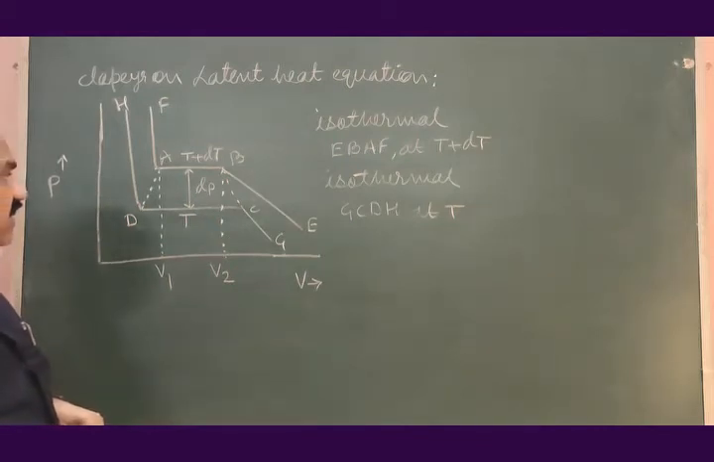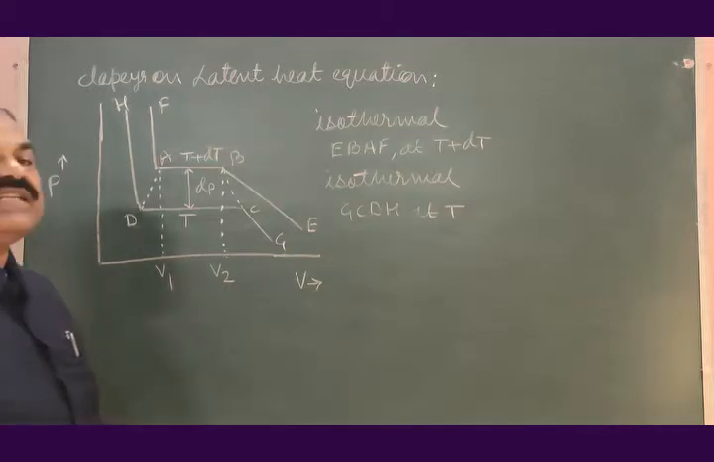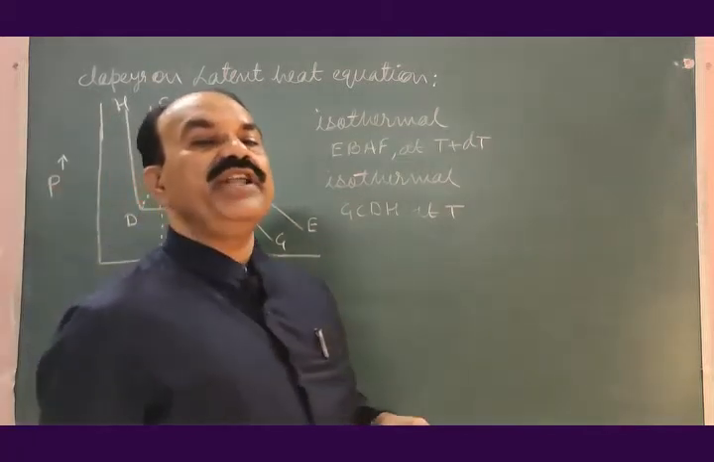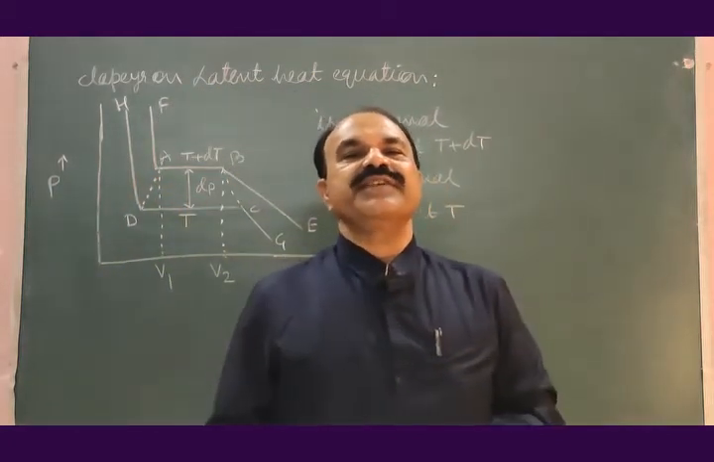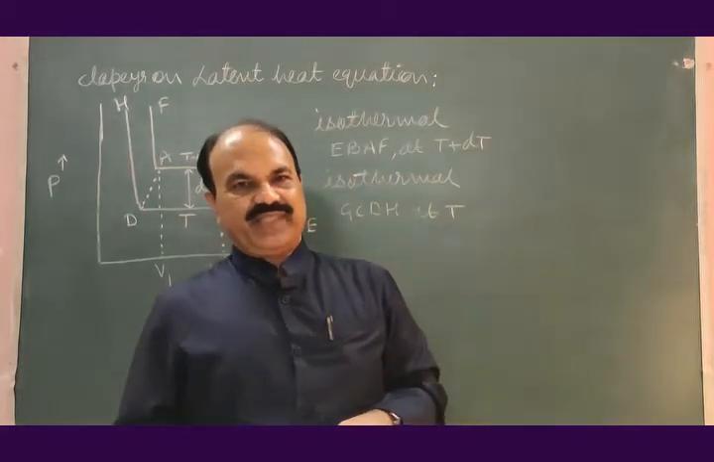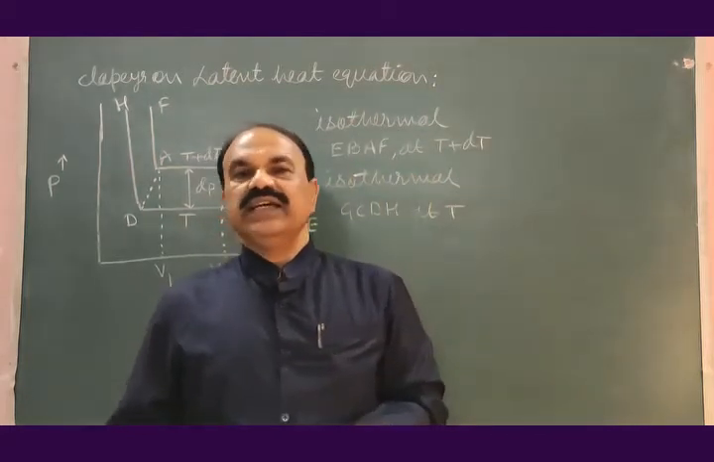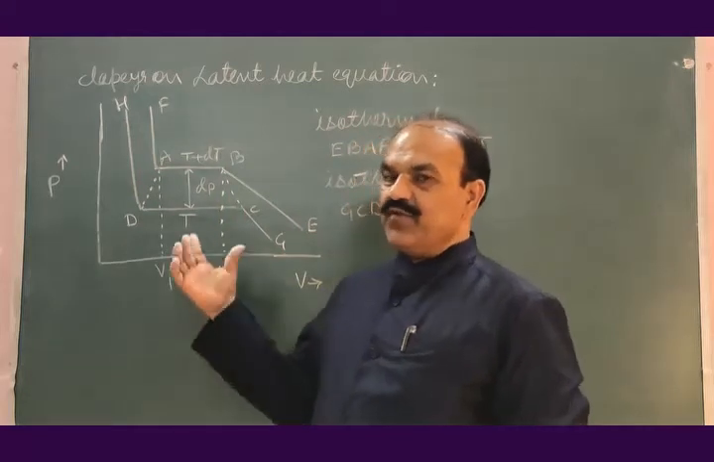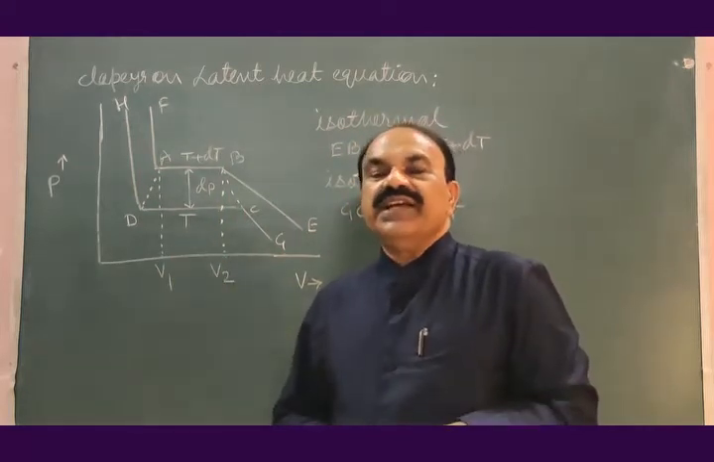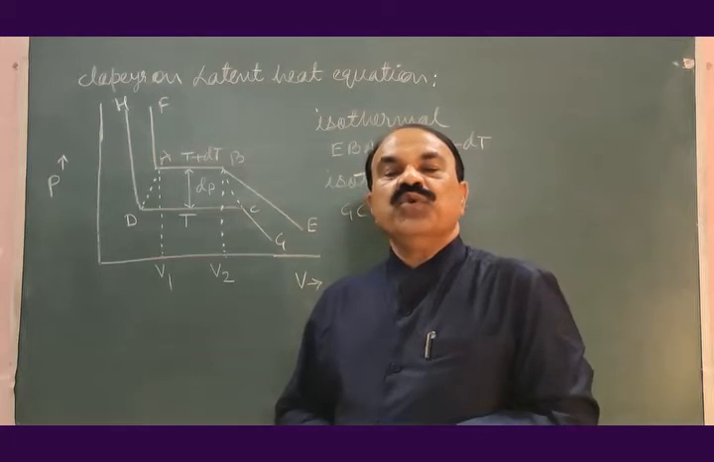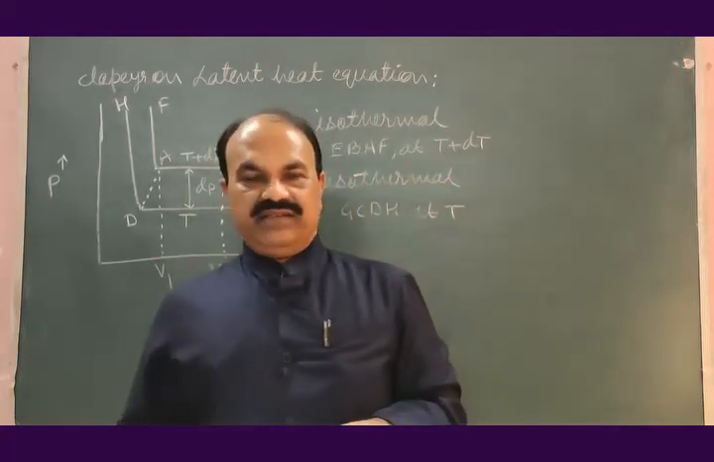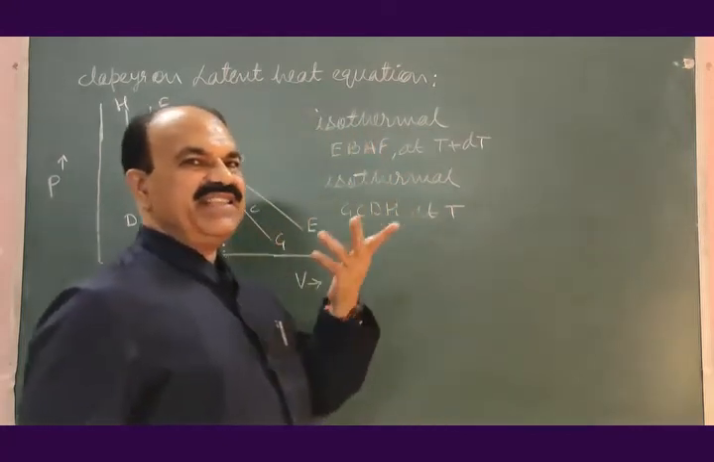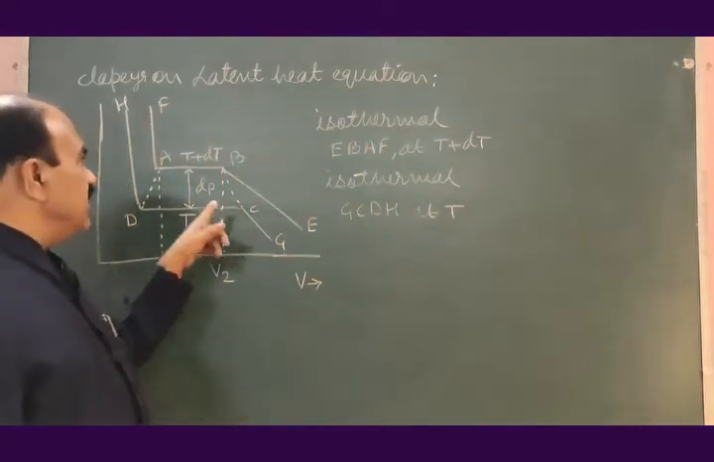If we consider ABCD, it is corresponding to Carnot's complete reversible cycle. From this figure, it is corresponding to Carnot's reversible cycle. And what is happening in this Carnot reversible cycle?